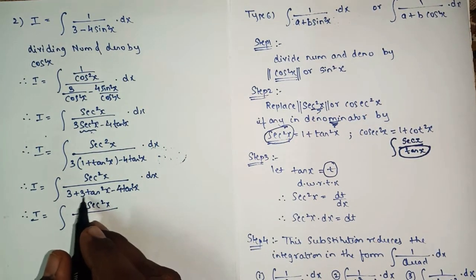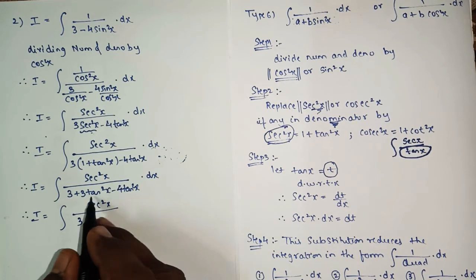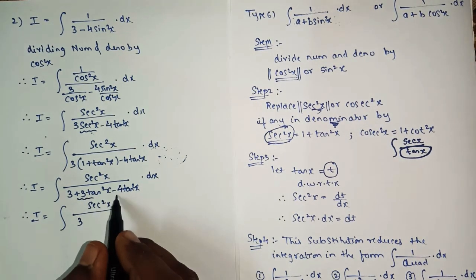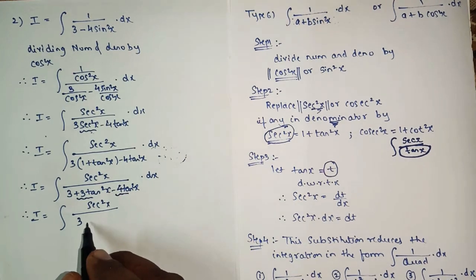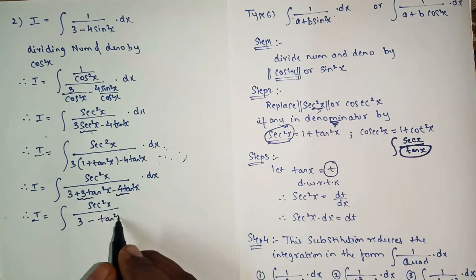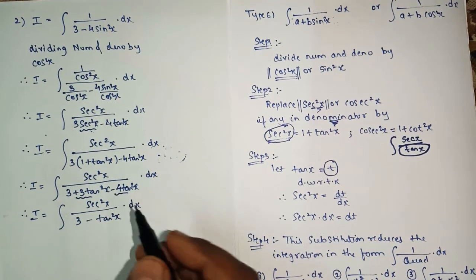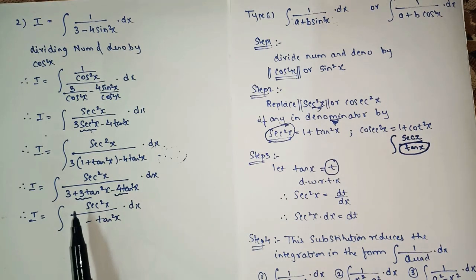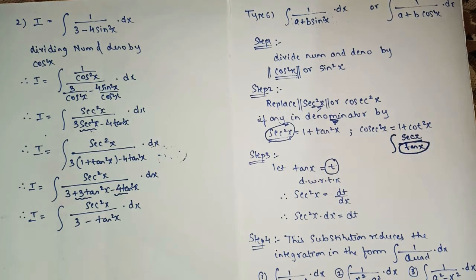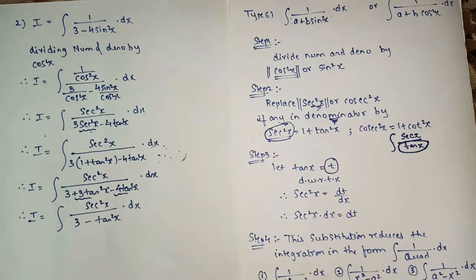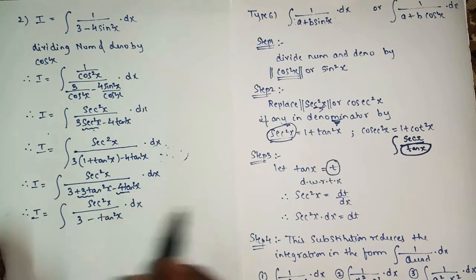So here plus 3 tan square and minus 4 tan square, they are the like terms. So here plus 3 and minus 4, here you will get minus tan square x into dx. So here clearly we can see that the numerator section is what? A sec square term, and the denominator is tan square only. Okay, so the next part, we know what exactly we have to do.